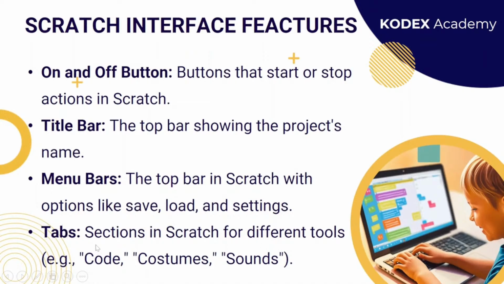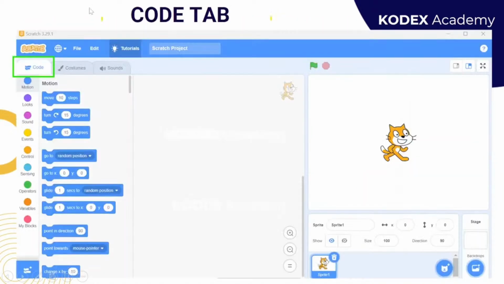And the tabs, of which we have 3 very important ones in Scratch: code, costume, and sounds. Each has a very specific function and different tools, and on the basis of that we can make very interactive and creative animations, stories, and games, and these tabs are very helpful for them. Now one by one we are going to discuss all these tabs in detail. So here we are. First we are going to discuss the code tab.